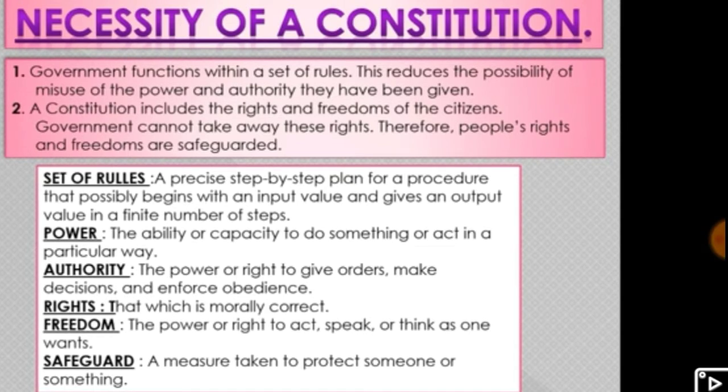Second number. A constitution includes the rights and freedoms of the citizens. Government cannot take away these rights. Therefore, people's rights and freedoms are safeguarded. Here, rights means that which is morally correct. Freedom means the power or the right to act, speak or think as one wants. Safeguard: a measure taken to protect someone or something.